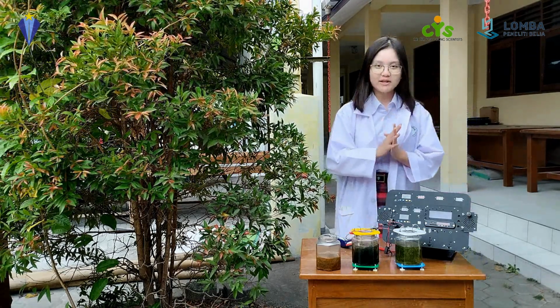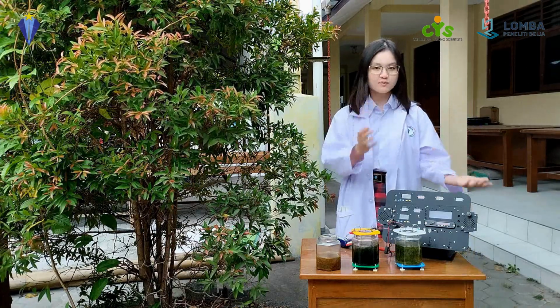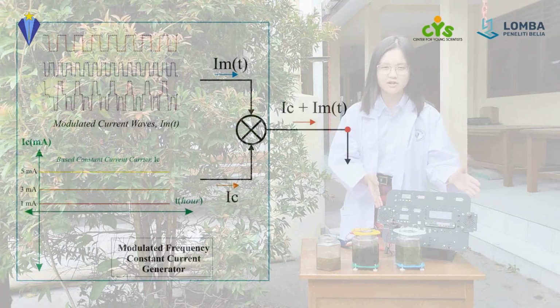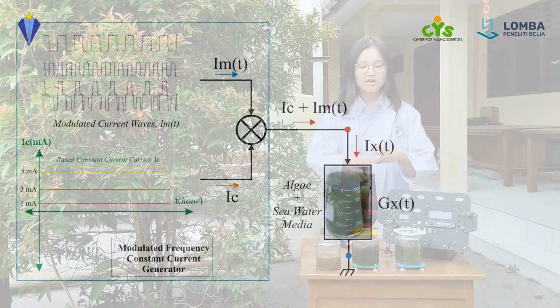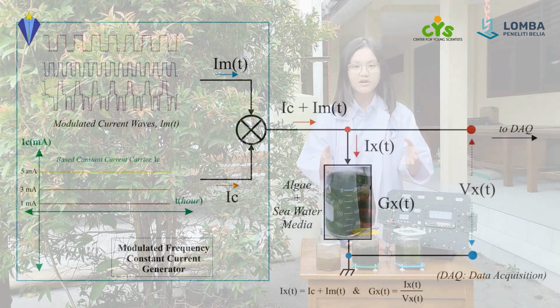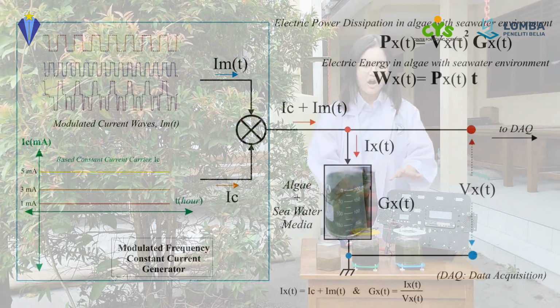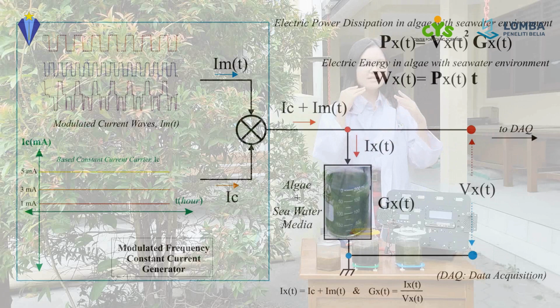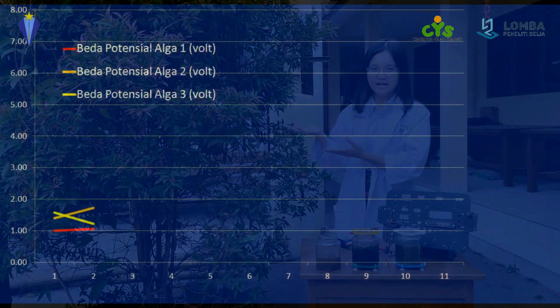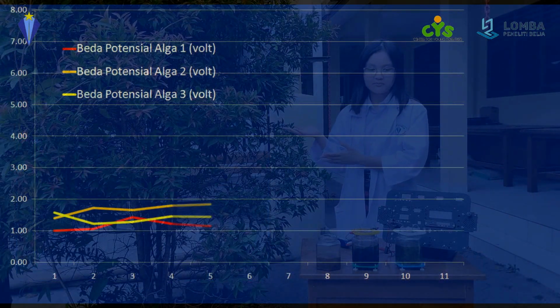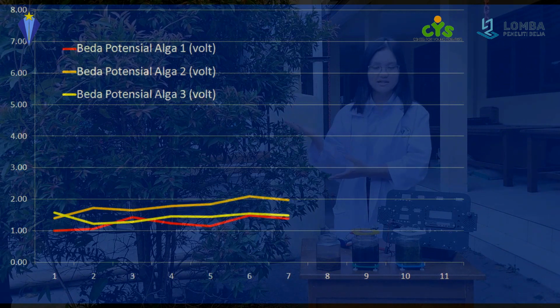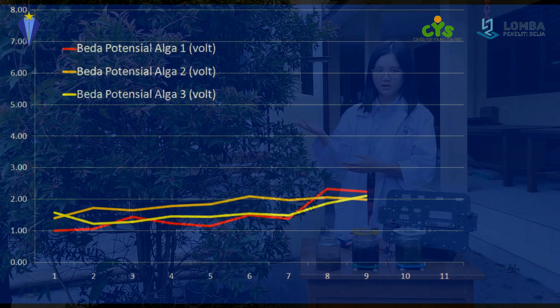With this experiment, I use multiple things. The first one is the modulated electric current generator, and then I use multiple glass tubes and also multiple pairs of electrodes. I also use 15 grams of algae each experiment and also 300 milliliters of seawater. You can see the graph result of the data conducted here. The data is read by the DAQ system through the difference of potential between 2 electrodes.